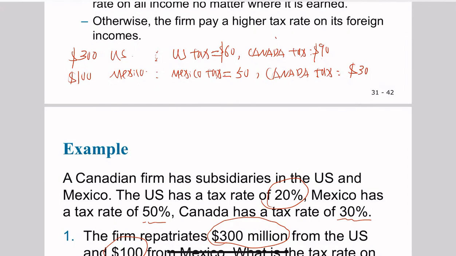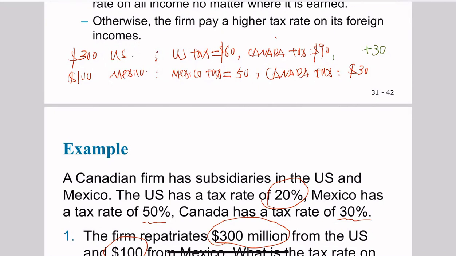Now let's think about how the tax credit and tax liabilities would work. Remember, the firm can pool together these foreign incomes, which means the tax credit and tax liabilities from these foreign incomes can also be pooled together. If you look at this US income, you can see that there is a net tax liability of $30 million.